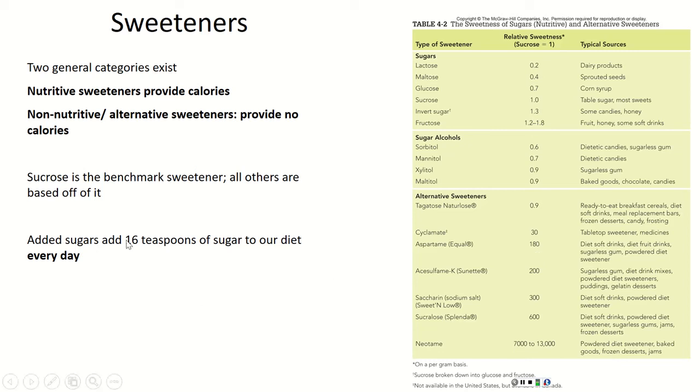What we do know is that we're adding about 16 teaspoons of sugar to our diet every day, especially if we're adding sugar to things like coffee. If we ingest things such as Coca-Cola or any cola-like product or pops, they're going to add a lot of extra sugar to our diet. And I'm going to break down for you in a few slides what that really looks like.